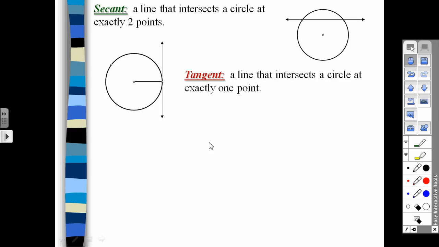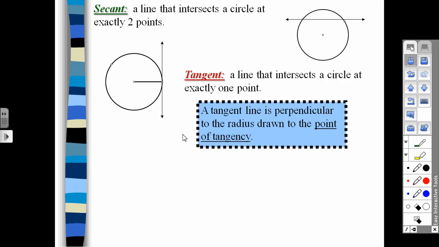Okay? Now, some interesting facts about a tangent. The tangent line is going to be perpendicular to the radius when you draw it to that point of tangency. So point of tangency is this point right here. So whenever you connect the center to the point of tangency, those two lines are going to be perpendicular. Okay, so I can make a little perpendicular symbol there.